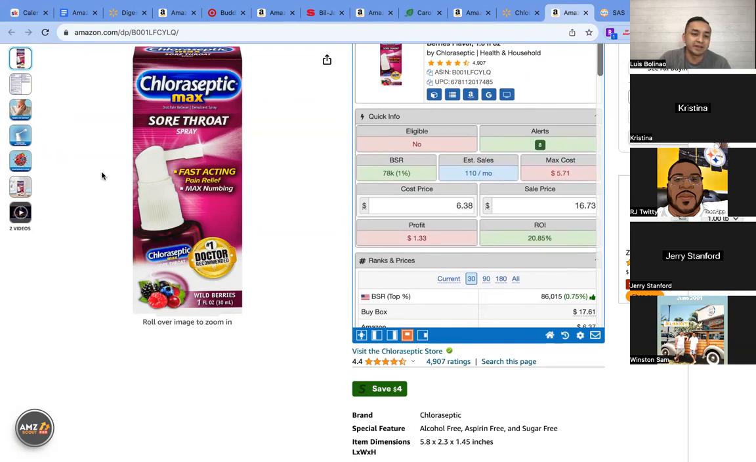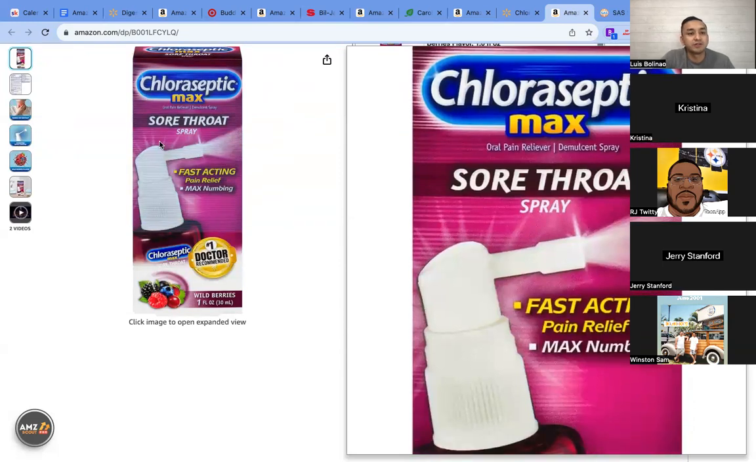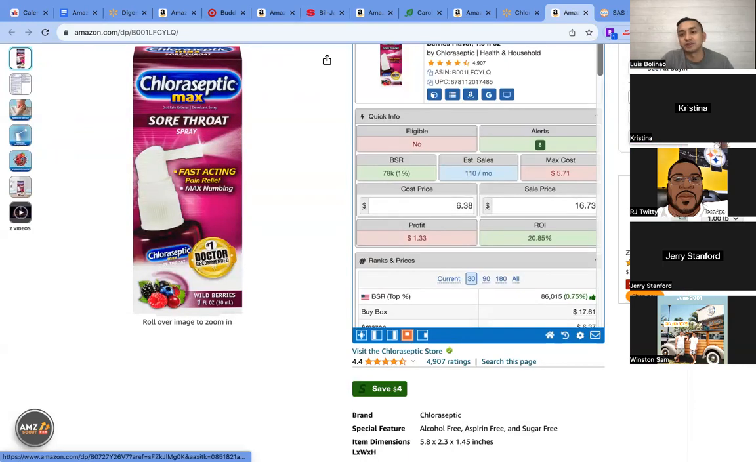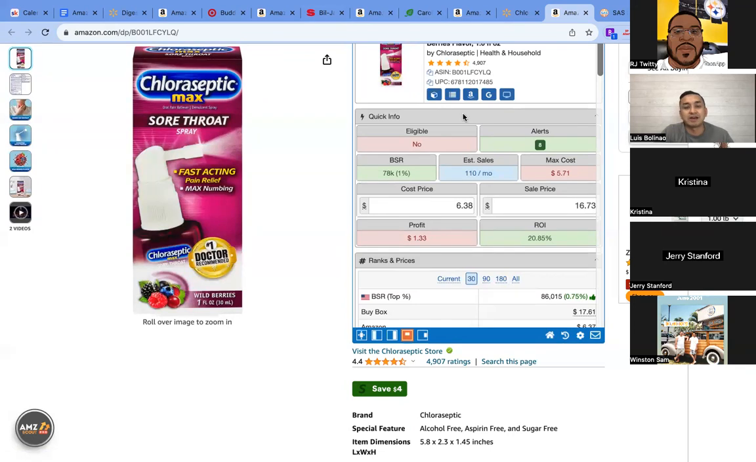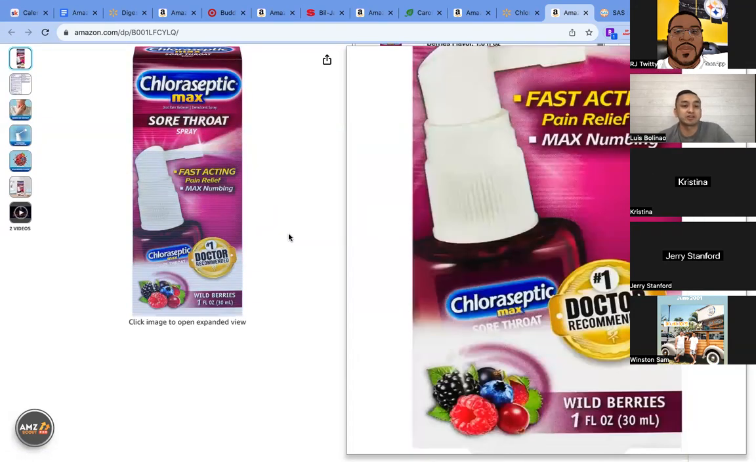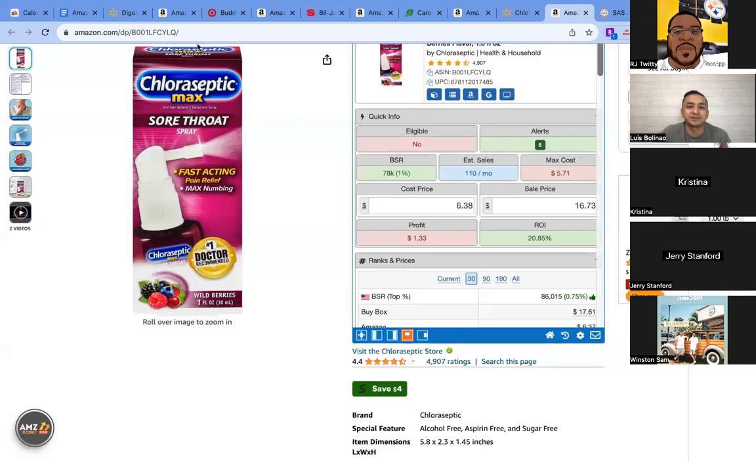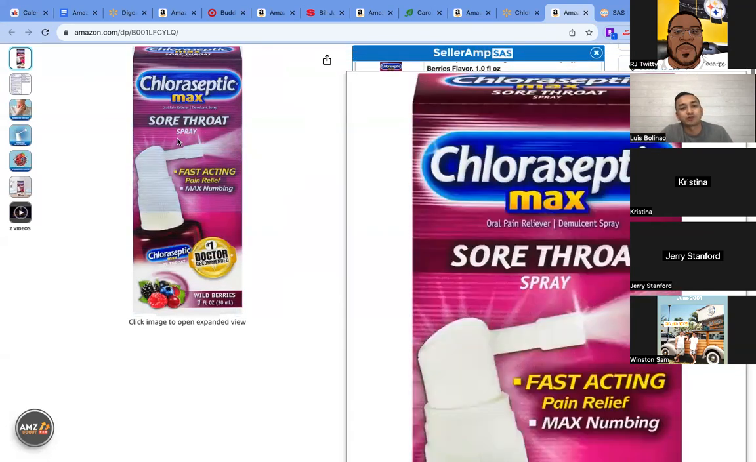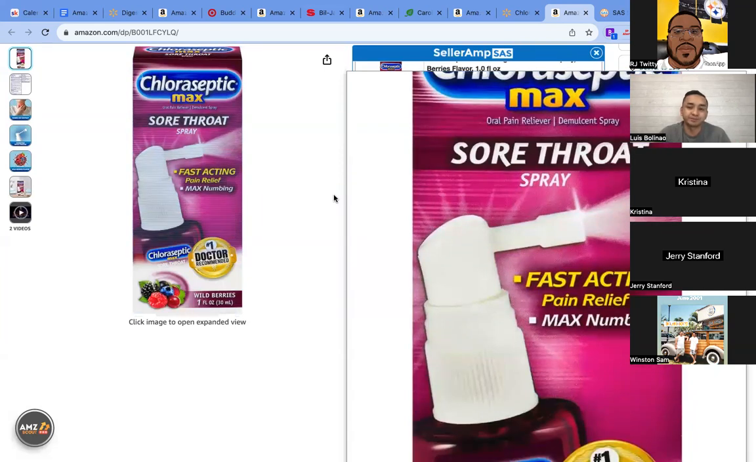So Alejo is asking, do you avoid clothing? Actually, yes, I do avoid clothes and shoes because of the return rate. I tend to stay with household products because the return rates for household products are pretty low. But as you guys know, clothes and shoes have a higher return rate because people buy clothes and then if it doesn't fit them, they return it. But if you're selling stuff like this, like a sore throat spray, it's a product that has a lower return rate.